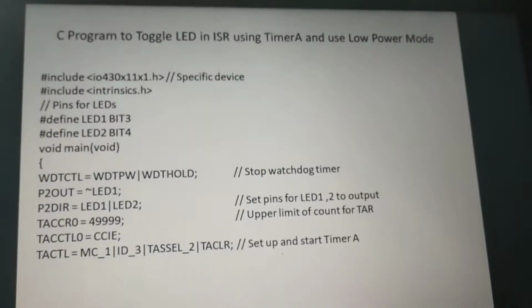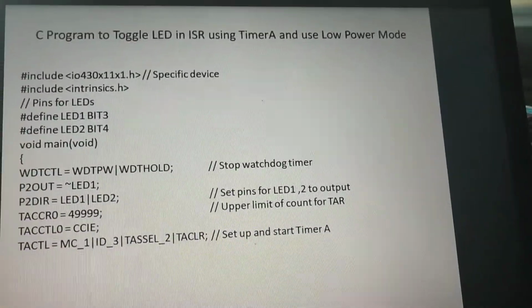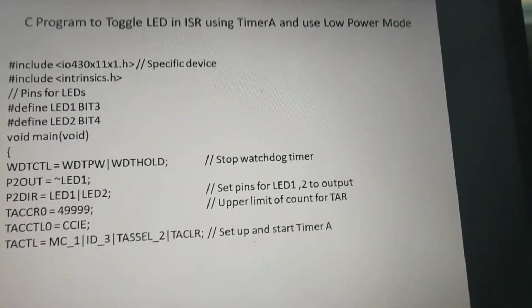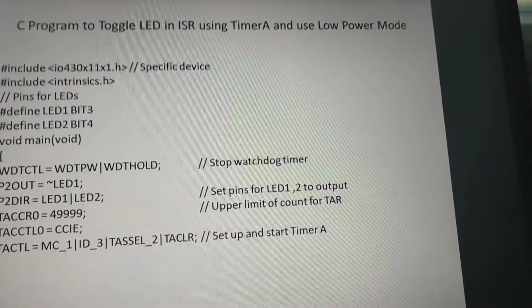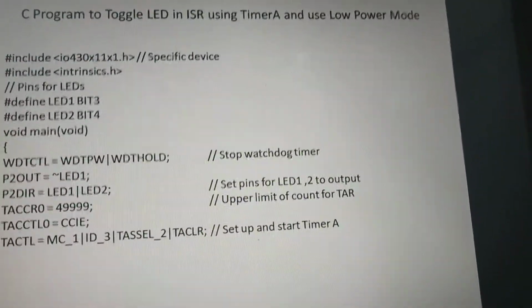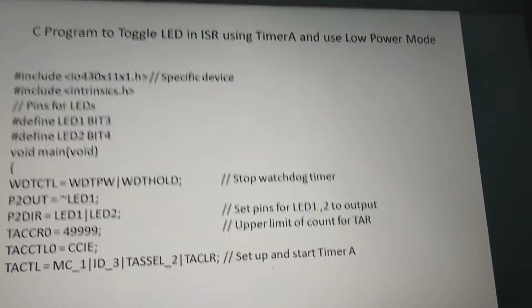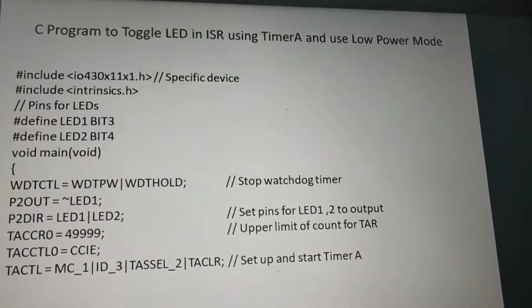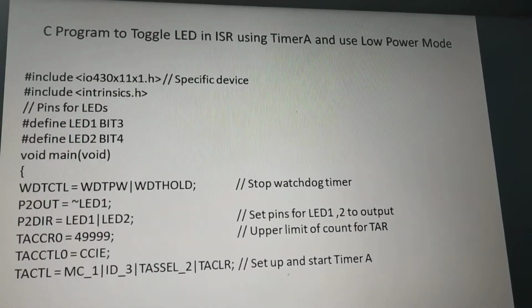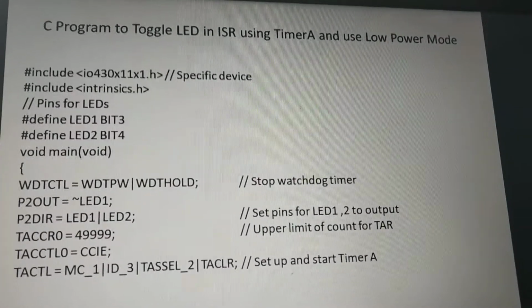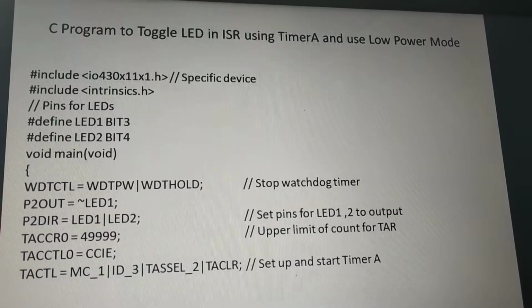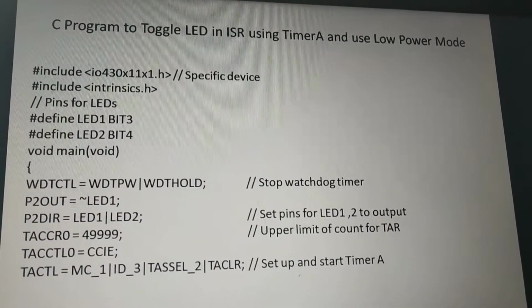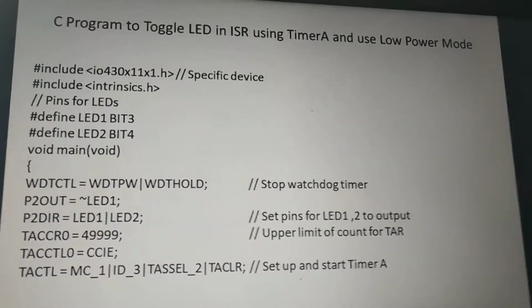So now going into the program, we will first look at the C program. Okay, so it's a C program to toggle LED in interrupt service routine using timer A. So that we have already seen. Okay, we have toggled LED using ISR. You toggled an LED using timer A. But now here the extra constraint that we are doing is we have a low power mode. So we will be using low power mode.